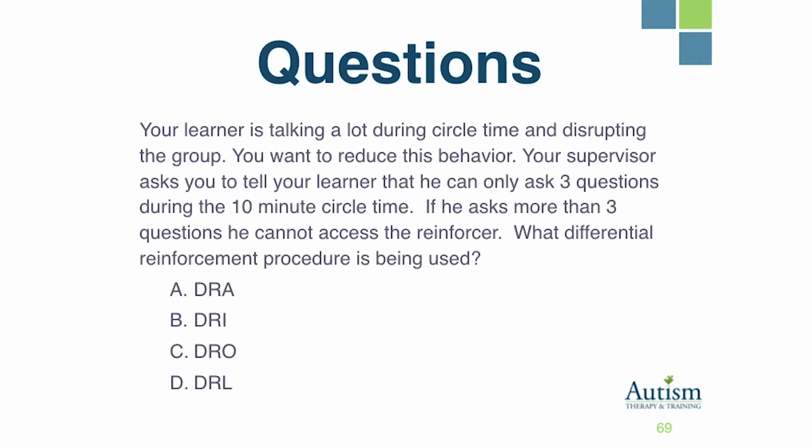Your learner is talking a lot during circle time and disrupting the group. You want to reduce the behavior. Your supervisor has asked you to tell your learner that he can only ask 3 questions during the 10-minute circle time. If he asks more than 3 questions, he cannot access the reinforcer. What differential reinforcement procedure is being used? A. DRA, B. DRI, C. DRO, or D. DRL?